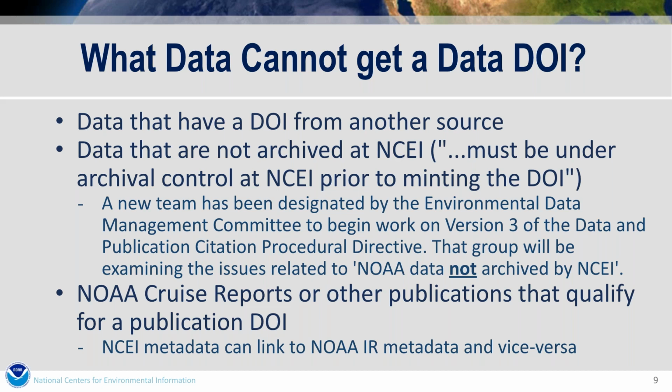As it says in the procedural directive, data must be under archival control of NCEI prior to minting the DOI. And we do that for the reason that we don't want to give out this permanent identifier on the expectation that we will have data to link it to, and then for any number of reasons that may happen, we never end up getting that data object, that data collection or whatever, and now we have a permanent identifier to something that we don't actually have in our control. So that's why that's in there for now.